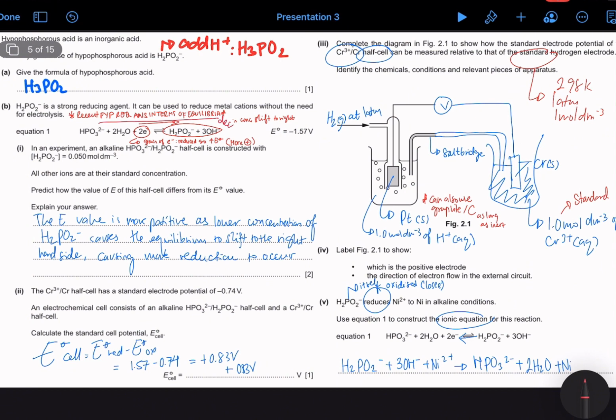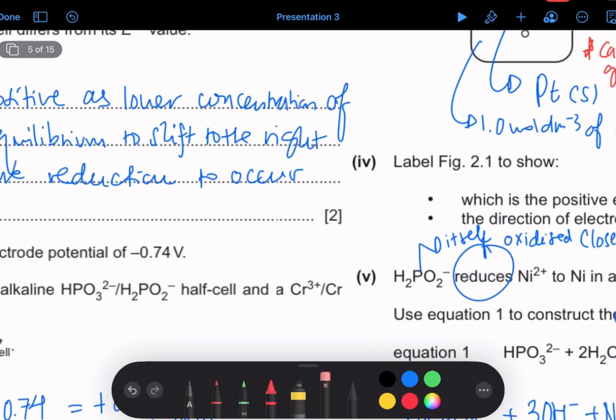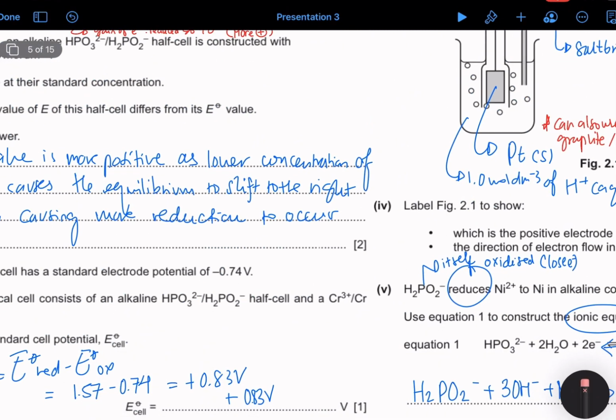The standard electrode potential of the cell would be the potential for reduction minus the potential for oxidation. This is a formula you have to memorize. So 1.57 minus 0.74, that's why you get 0.83, and this one is a positive value, so plus 0.83 volt.